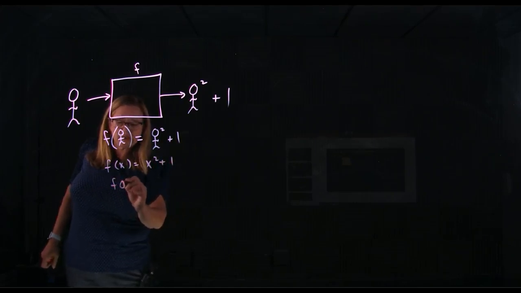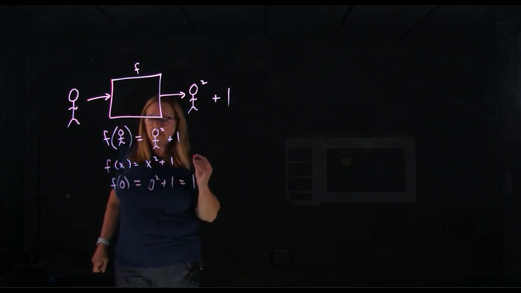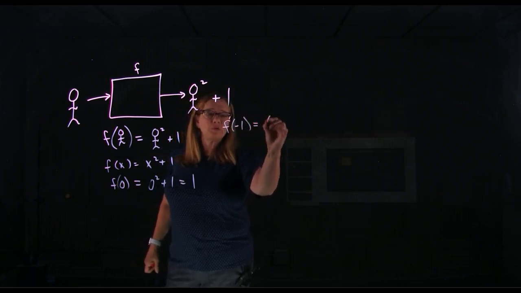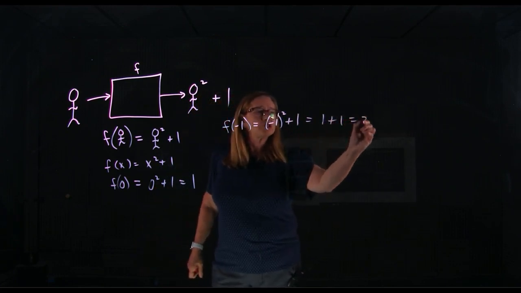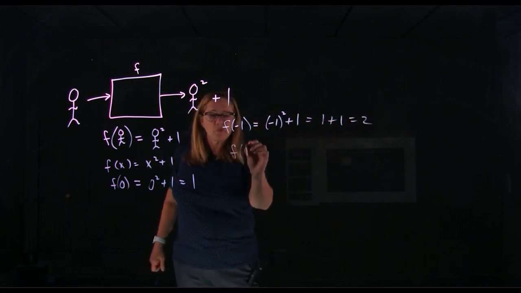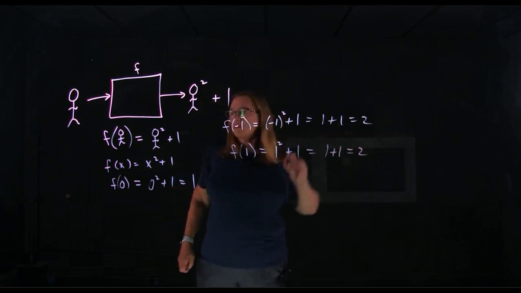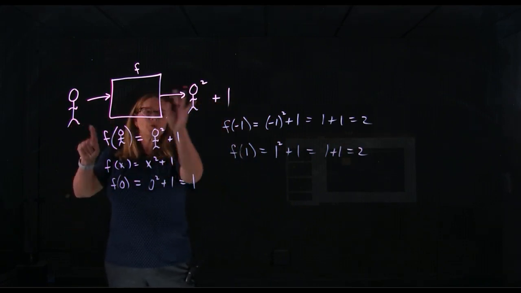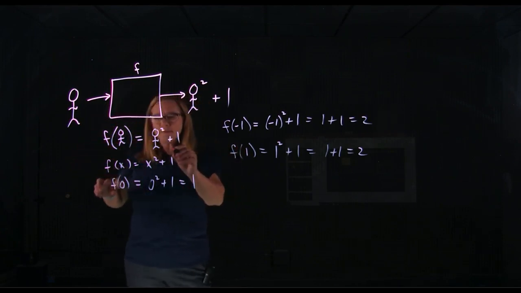If I put a 0 into this box, it would give me 0 squared plus 1, or 1. If I put a negative 1 into this box, it would take negative 1 and square it and add 1, which would be 1 plus 1, or 2. If I put a positive 1 into it, it would square that and add 1, so it would give me 1 plus 1, or 2. So you see, for anything I give in, it's going to give me exactly one answer out as my output.